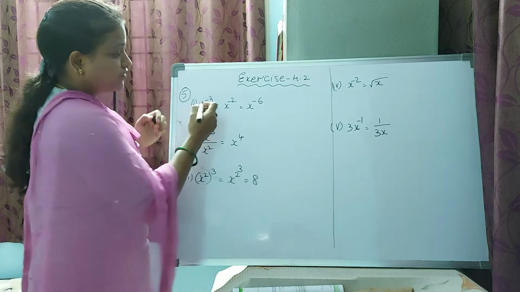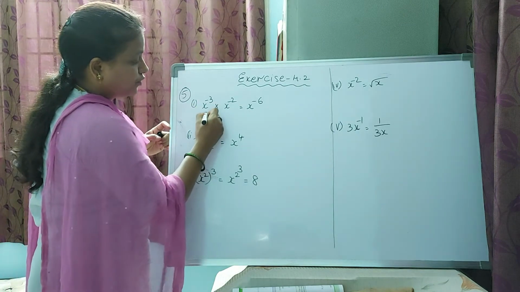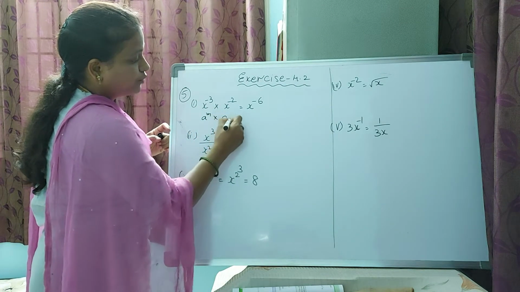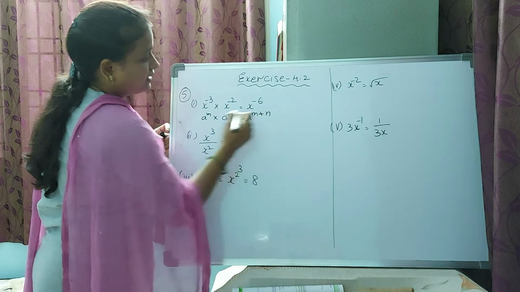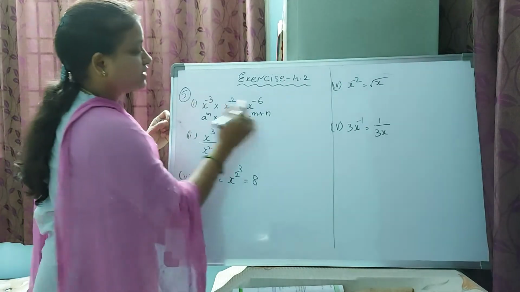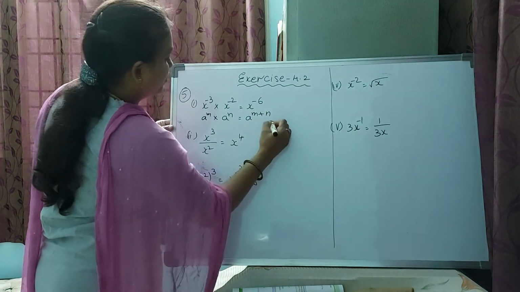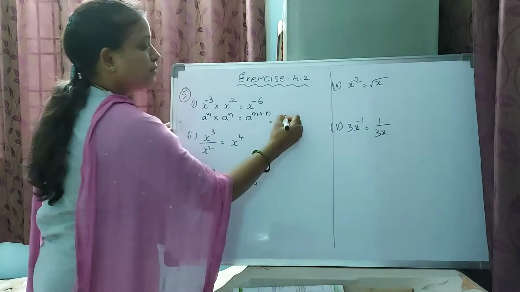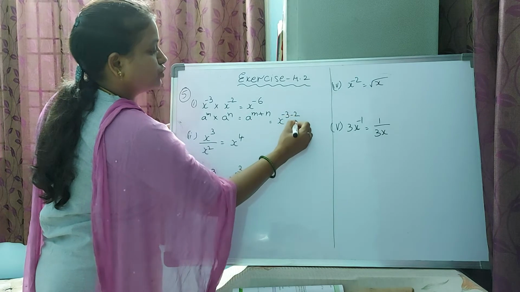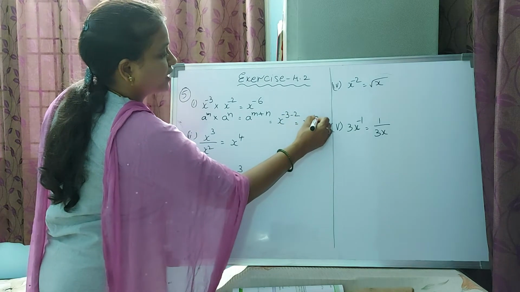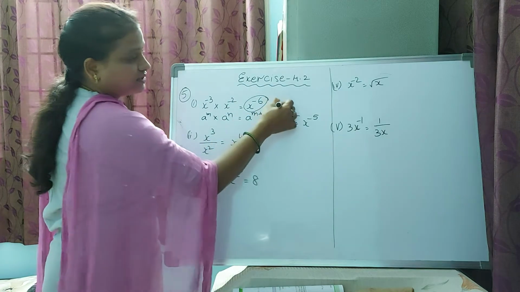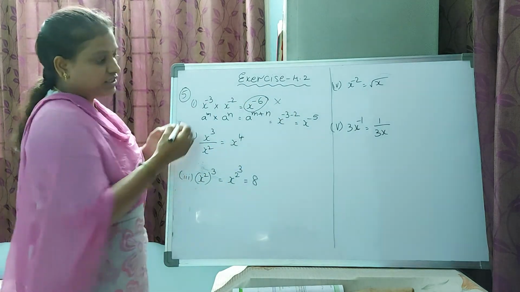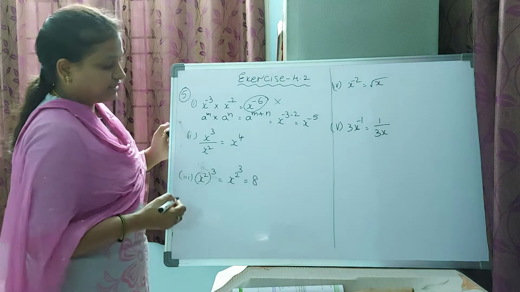See, this is in which formula? a to the power of m into a to the power of n is equal to a to the power of m plus n. That means here it should be x to the power of minus 3 minus 2, which is equal to x to the power of minus 5. But here it is x to the power of minus 6. So it is wrong. In this way we can justify our answer.